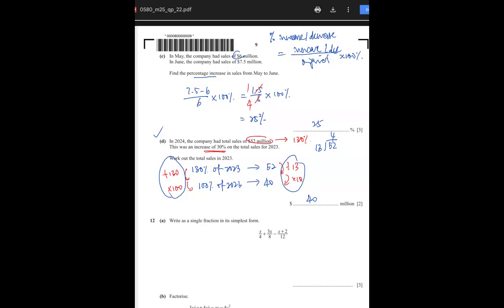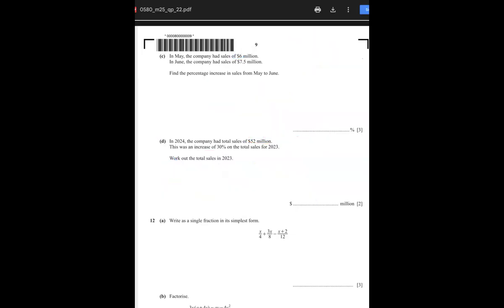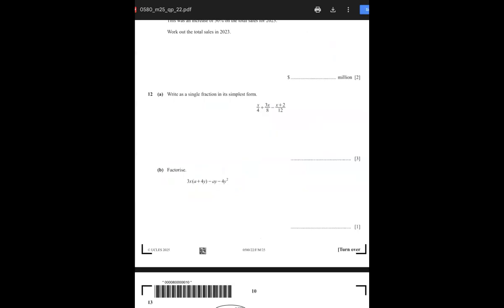Question 11 is actually a percentage question disguised as a statistics question. Let's move on. Okay, 12A, algebra. If you can't get this, I don't know what you're doing, especially if you're my student. Now, if you add or minus fractions, the denominator needs to be the same. So this one, the common denominator for everything is actually 24.